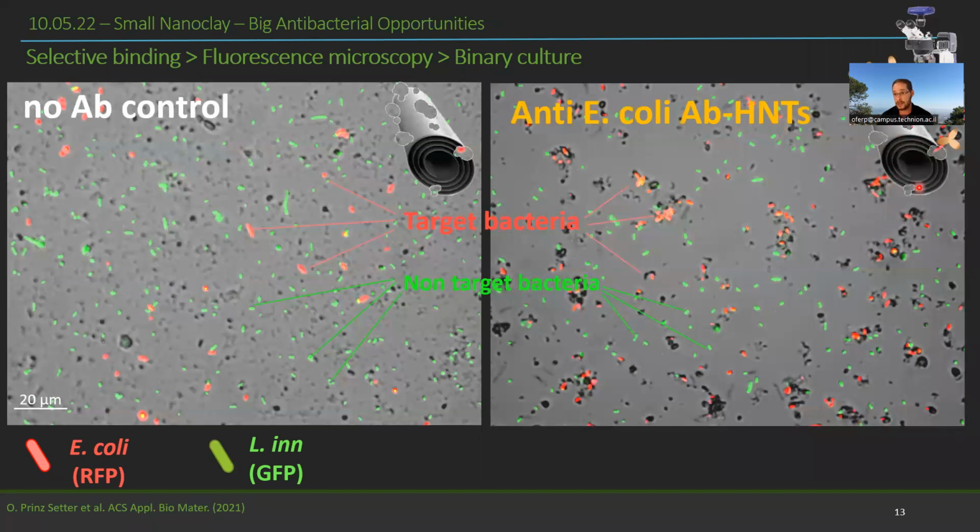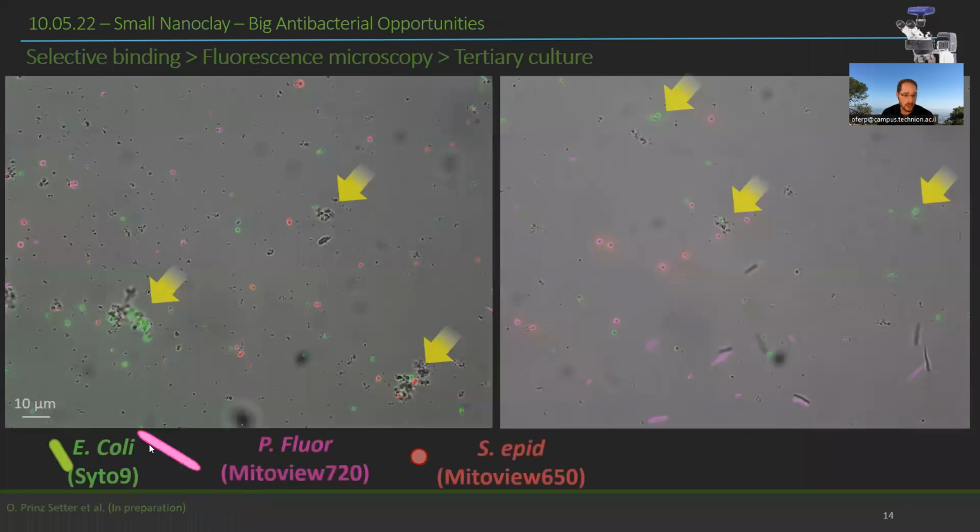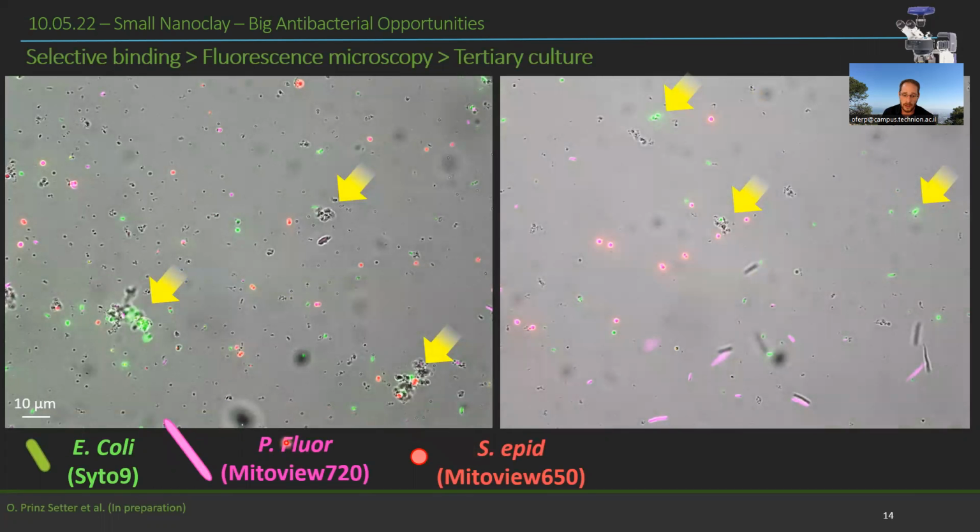However, for HNTs that are modified with antibody, the target bacteria are specifically and selectively co-aggregated with the particles, whereas the non-target bacteria, the green ones, are just all over the place without selective binding. Moving forward to a more challenging heterogeneous culture with 3 bacteria, Pseudomonas fluorescens, which is gram-positive, and Staphylococcus epidermidis. And here the E. coli, the target bacteria, are labeled with green. And the same phenomena is observed for the selective coaggregation.